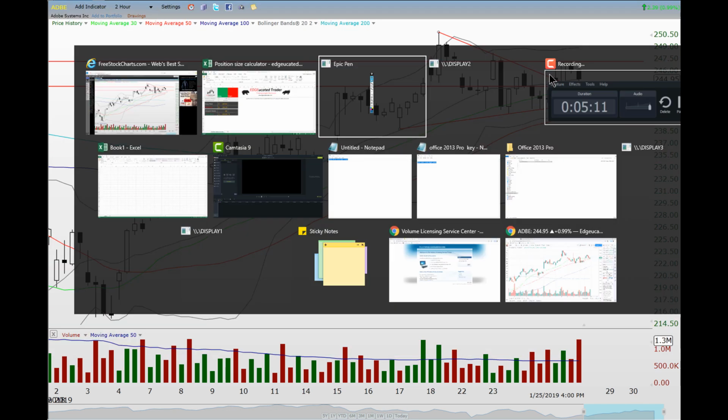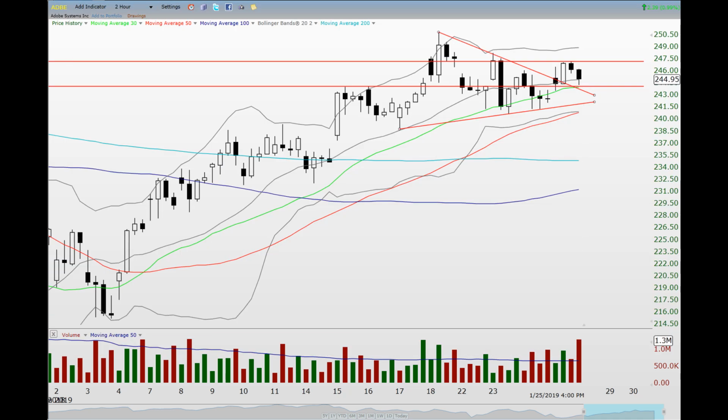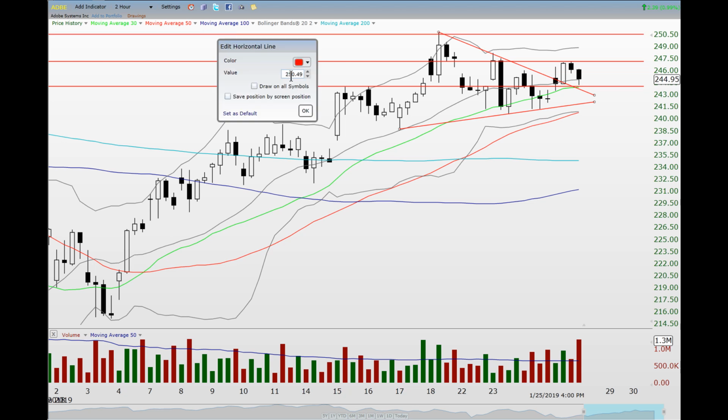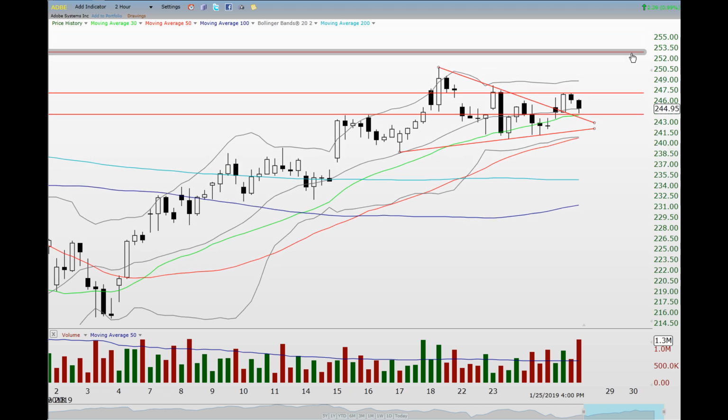Okay, 252.86. So I'll put a line here. This is the 252.86. Yeah, so this will be the target. So to summarize, if what we think is going to happen, if the price is going to break out, it's currently pulling back, and in the event it's going to extend, go back up, this is where we enter, this is where we put our stop, and this is our target level.